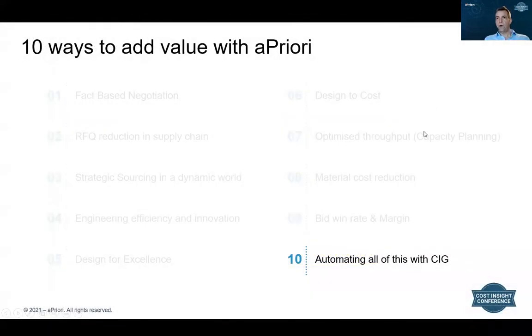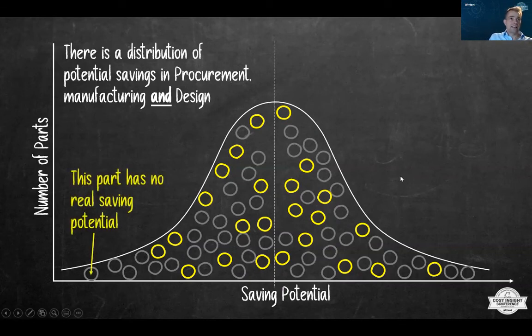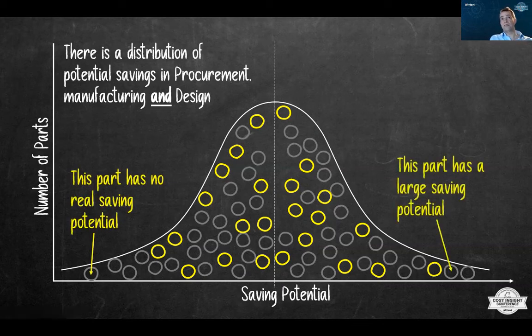But finally, what happens if we automate all of this with CIG, with Cost Insight Generate? What's the impact then? Well, let's look at all those saving potentials on a normal distribution. So number of parts versus saving potential. Parts on the left-hand side have no real saving, but some parts have a very large saving. The trick is to find them and avoid the low saving potentials.